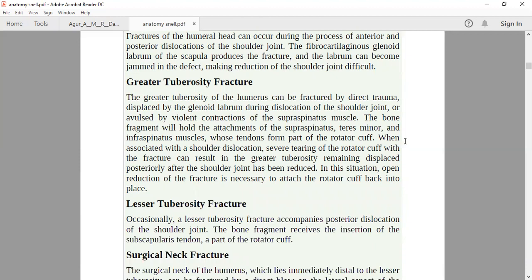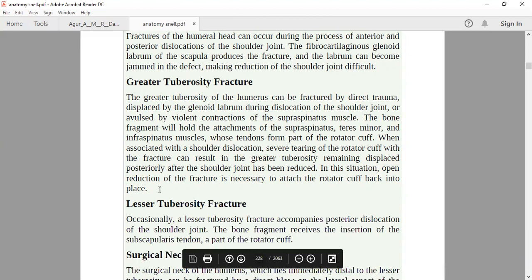the rotator cuff. When associated with shoulder dislocation, severe tearing of the rotator cuff with the fracture can result in the greater tuberosity remaining displaced posteriorly after the shoulder joint has been reduced. In this situation, open reduction of the fracture is necessary to attach the rotator cuff back into place.